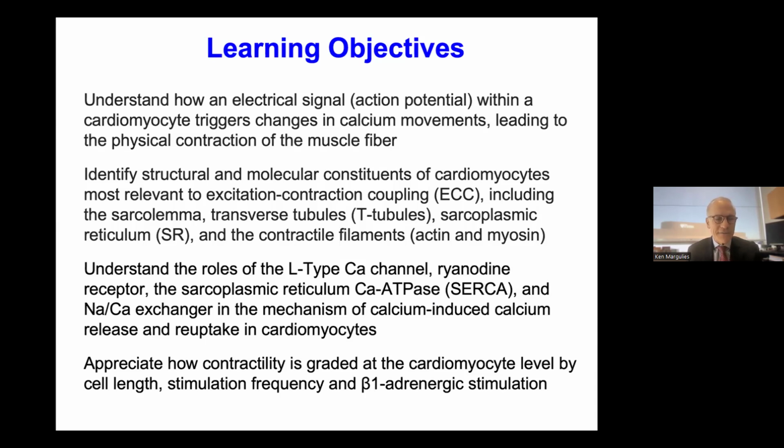As part of that, you should be able to identify structural and molecular constituents of cardiomyocytes that are most relevant to excitation-contraction coupling, including the sarcolemma, transverse tubules or T-tubules, sarcoplasmic reticulum, and the contractile elements and associated proteins. And particularly understand the roles of various associated proteins as listed in the next block of text. And at the end, we'll pull back a little bit and appreciate how contractility is graded at the cardiomyocyte level by cell length, stimulation frequency, and beta-1 adrenergic stimulation.